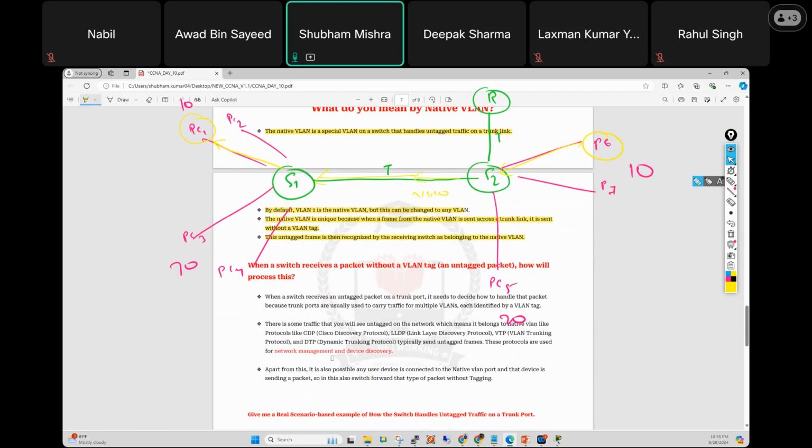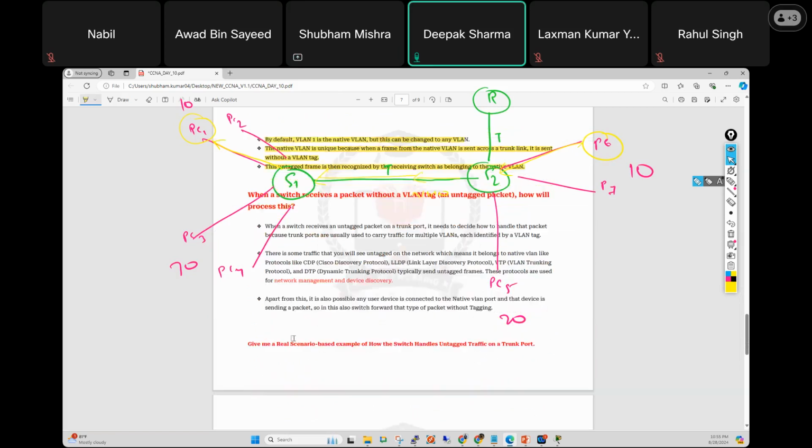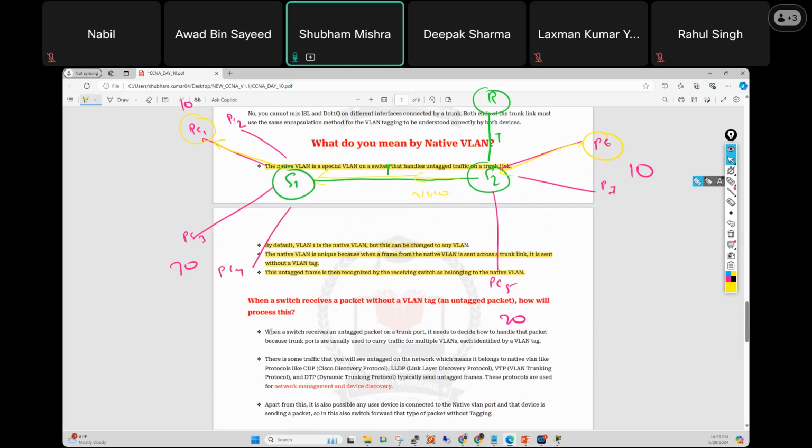Now, I have written one more point here. When a switch receives an untagged packet on the trunk port, it needs to decide how to handle that packet, because trunk ports are usually used to carry traffic with multiple VLANs.